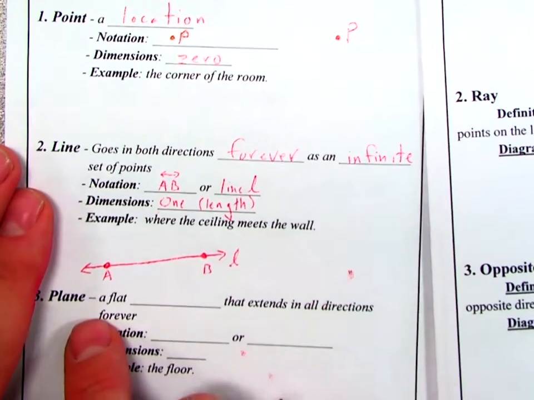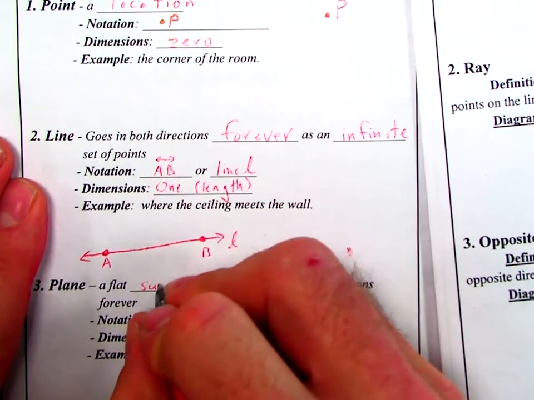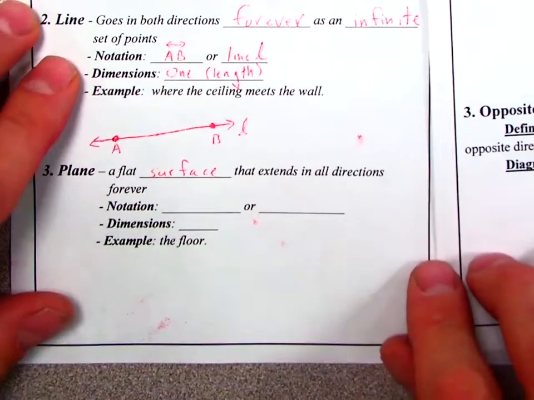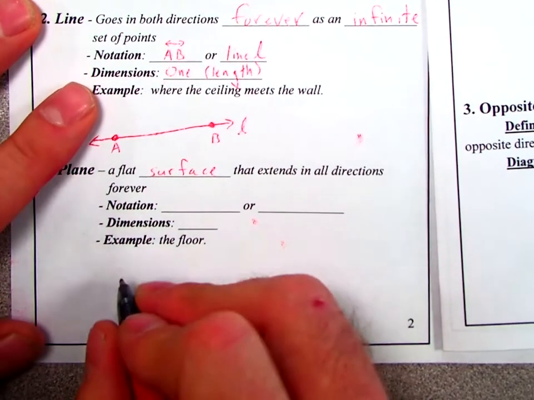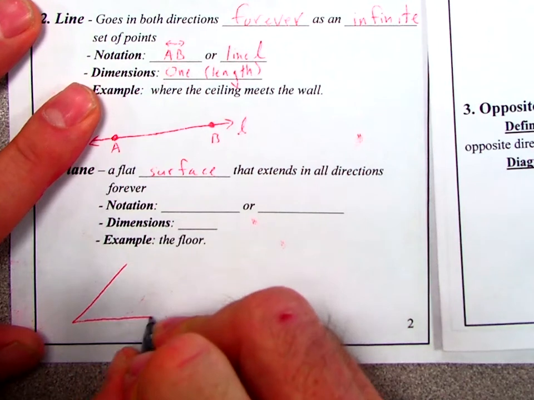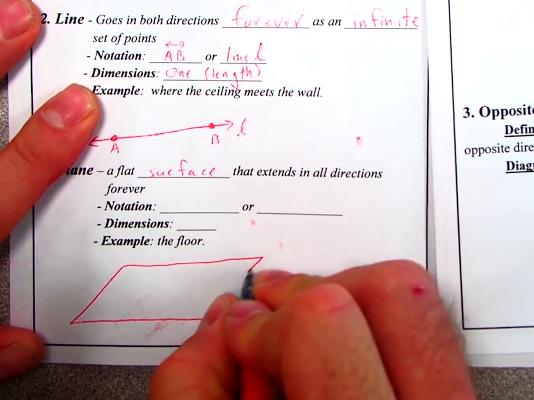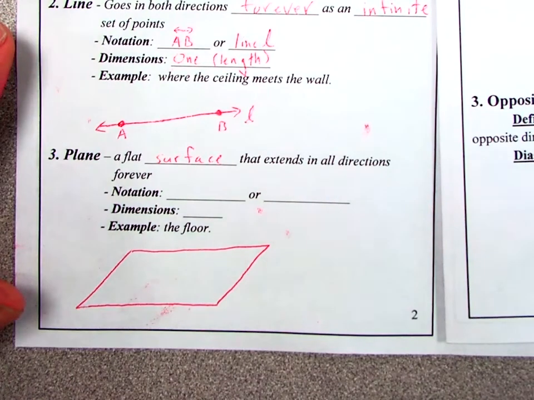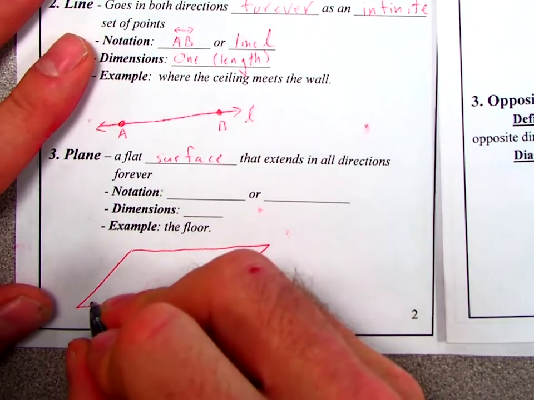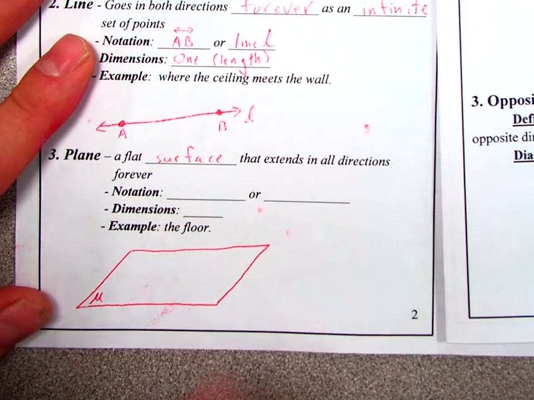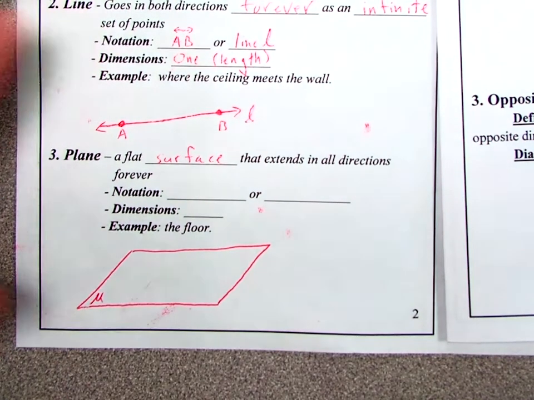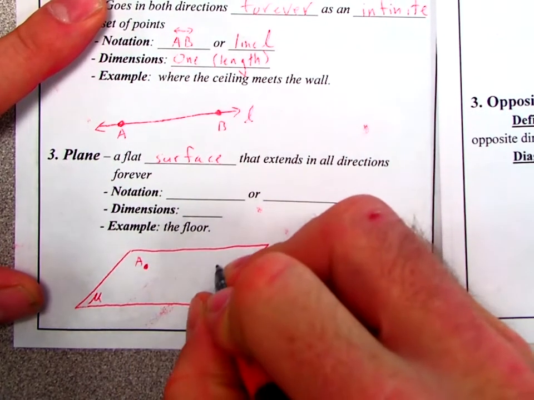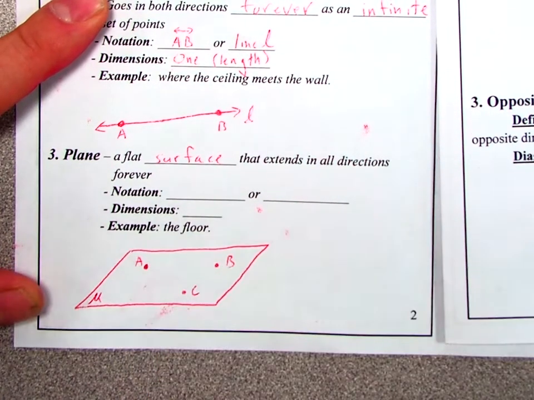All right, a plane. A plane is a flat surface, and that extends in all directions. And so we'll draw one before we write the notation. When we draw a plane, usually we draw it kind of as a parallelogram to add some perspective to it. So it looks like a flat surface. And when we name it, there's usually an italicized capital letter in the corner, or there might be 3 points in the plane. So point A, point B, point C.